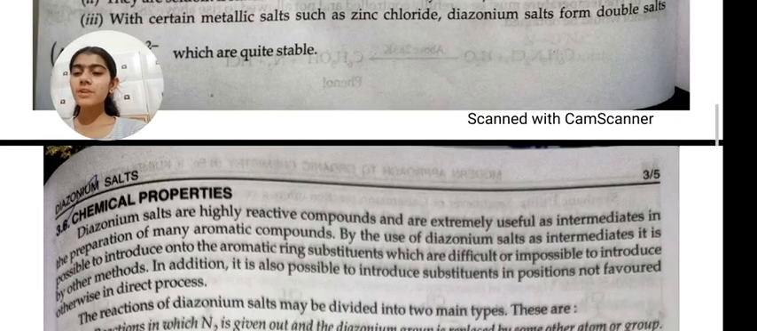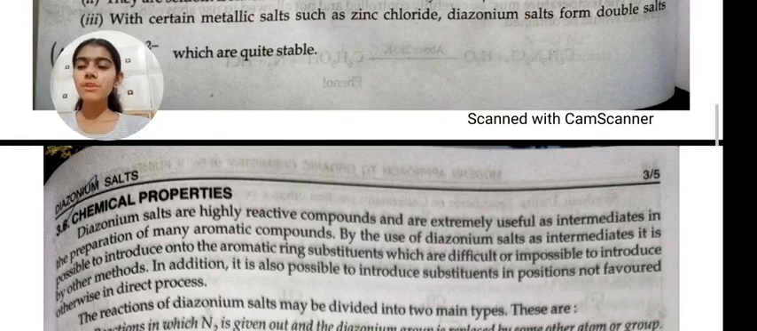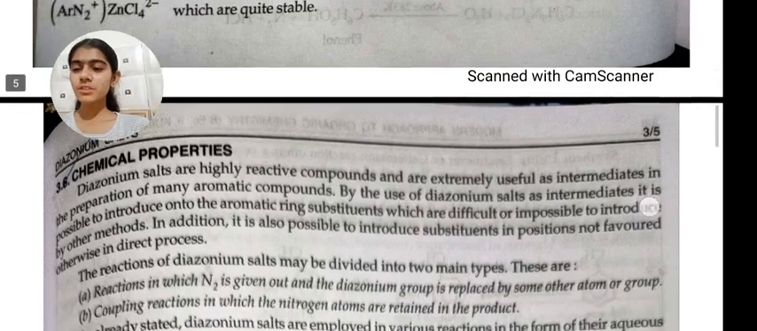Chemical properties of diazonium salts. Diazonium salts are highly reactive compounds and are extremely useful as intermediates in the preparation of many aromatic compounds. By the use of diazonium salts as intermediates, it is possible to introduce onto the aromatic ring substituents which are difficult to impossible to introduce by other methods. In addition, it is also possible to introduce substituents in positions not favored otherwise in direct processes.